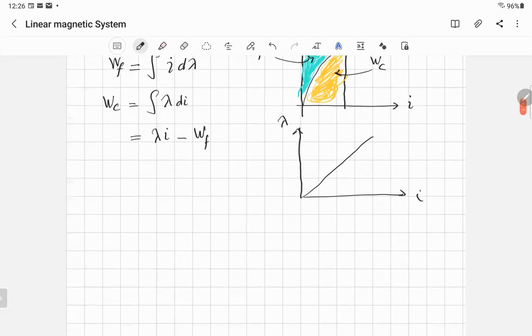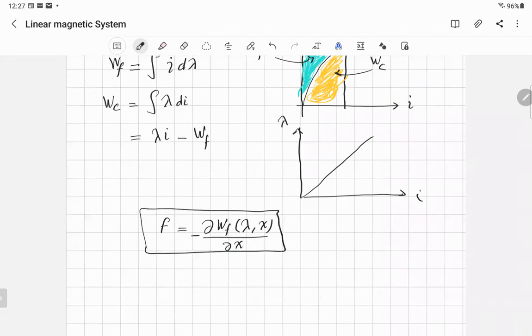So the force, let me make it clear. The force, when you get it related to the independent variable lambda and x, that will be the differentiation of WF, function of lambda and x, with respect to x. And you have a negative sign here to make it simple. This is the force in general. So that's one form. Use this formula when lambda is the independent variable.